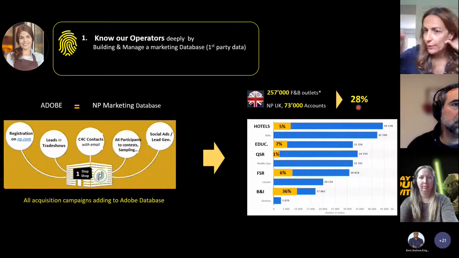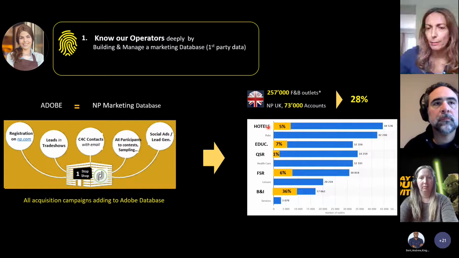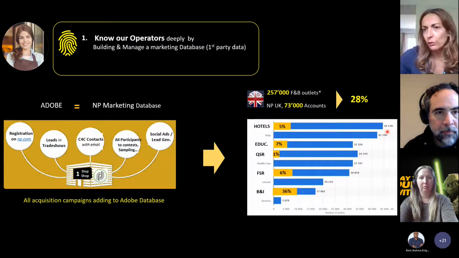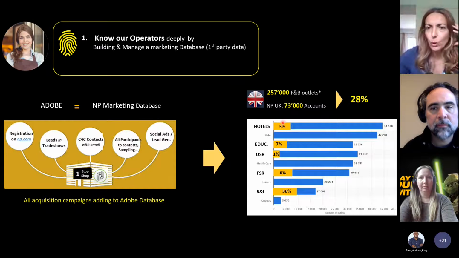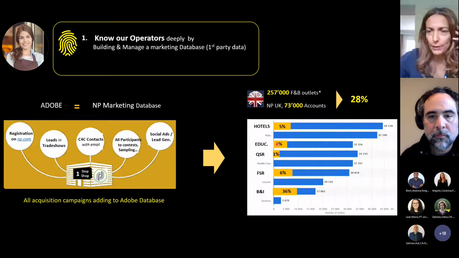But actually, because we have the data, we can slice and dice as we want. When we looked at the data in a little bit more detail and mapped them against the priority channels, so we know that in Europe, we have 6 priority channels: hotels, education, QSR, FSR, healthcare. Actually, the numbers are way lower than we expected. So in the UK, there were 44,000 hotels. We have only 5% of that hotel universe in the database. Education channel, same thing. Schools and universities in the UK, only 7%. QSR, 1%.